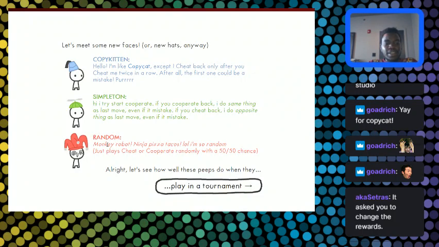Random: Monkey robot, ninja pizza tacos. Well, I'm so random. I just play cheat or cooperate randomly with a 50-50 chance. Alright, let's see how well these players do when they play in the tournament.